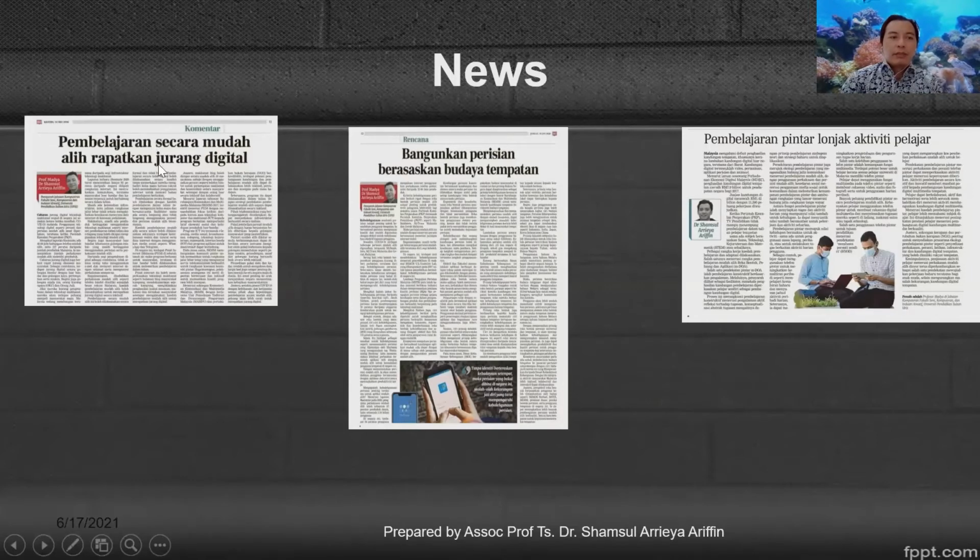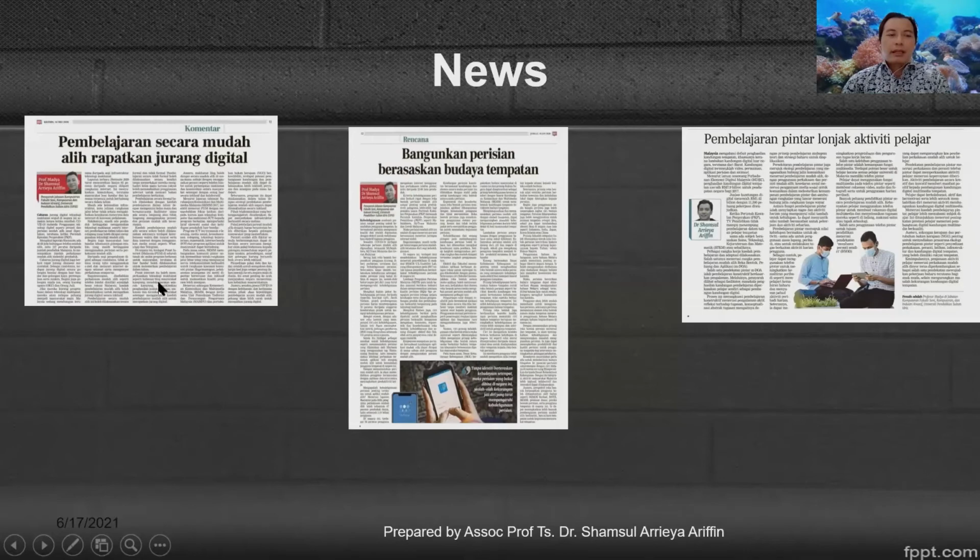One of the important sections is called commentar. Commentar is where you give your perspective regarding particular matters, subjects or topics. So this falls under the commentar section: Pembelajaran secara mudah alih, rapatkan jurang digital. Over here I'm telling about how mobile learning can close the digital gap. Yeah, so this is a commentar.